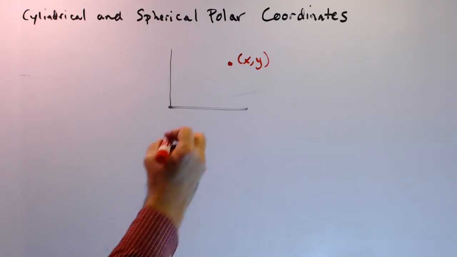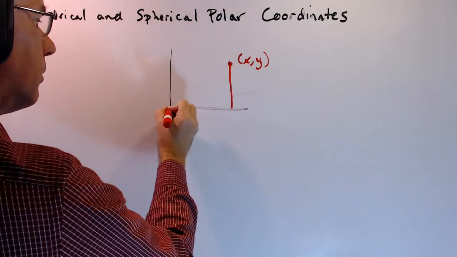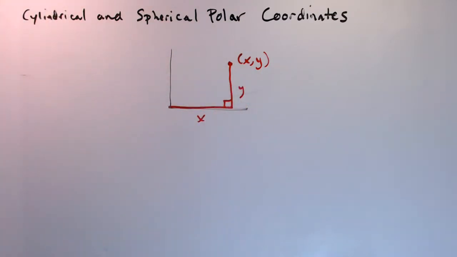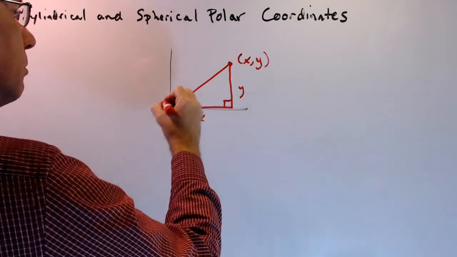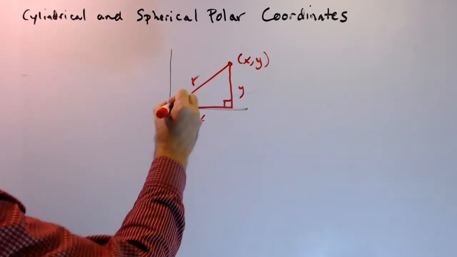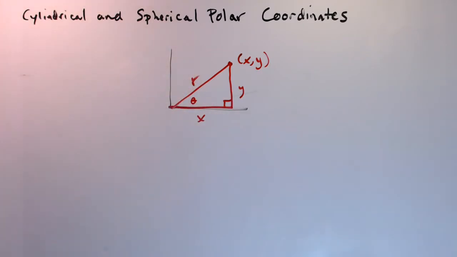Here we have a coordinate, x, y. There's x and there's y. The distance from the point back to the origin is r. We define theta to be the angle between r and the positive x-axis. This is just polar coordinates in 2 dimensions.